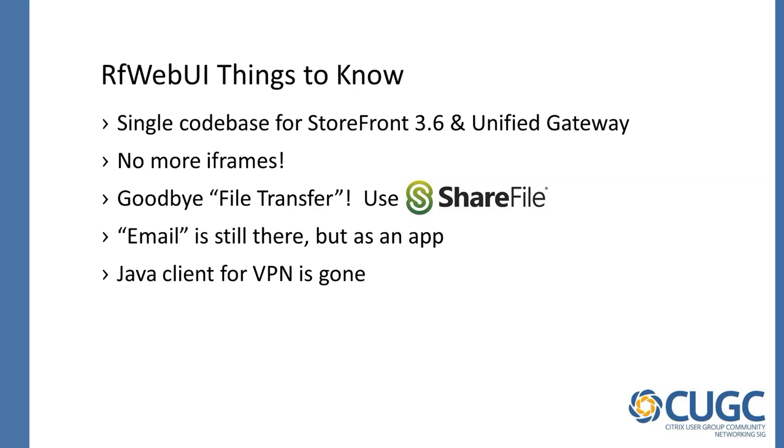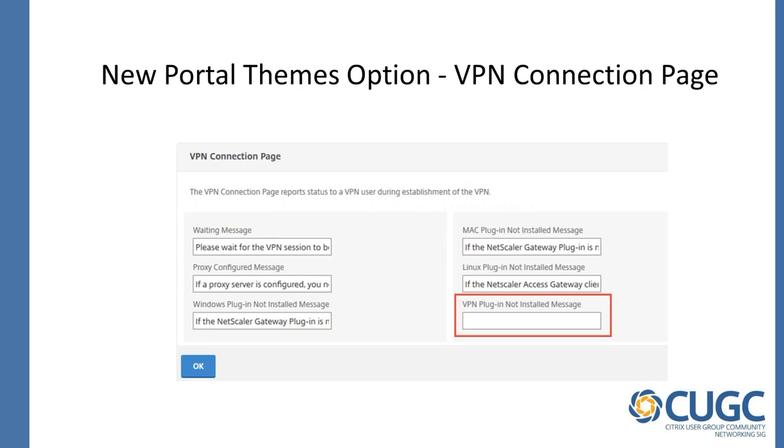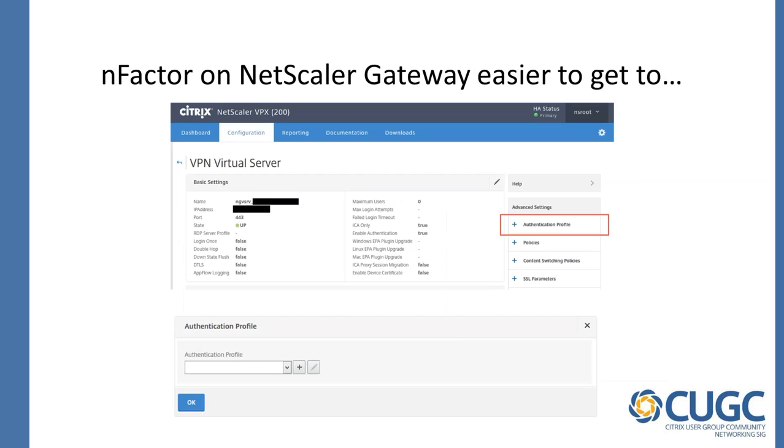It is a great replacement in my opinion. Email is still there, but it's an app. It's just an icon, and I didn't show it on the previous screen, but you can put that in there. The Java client for VPN is gone as well. Now, the new portal themes options. We do have one new option. We have the ability to put in a VPN plugin not installed message, so we can actually customize that message.